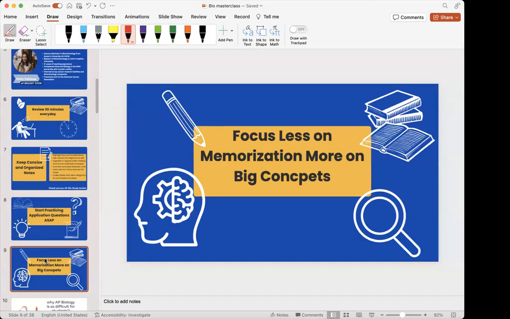Now, my last study tip is to focus less on memorization and more on the big concepts. There is so much content and they can only ask so much on the AP exam. They will rarely ask you something very small and very specific. What they do want to know is more so big concepts, okay? So don't spend all your time memorizing every single enzyme. More so, learn about what the process is doing.